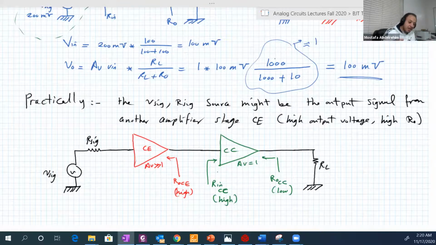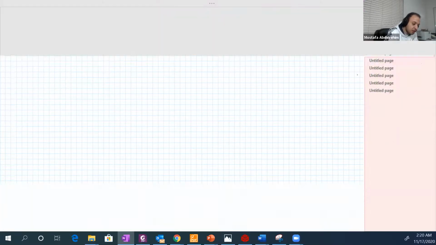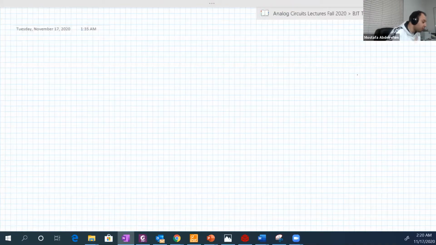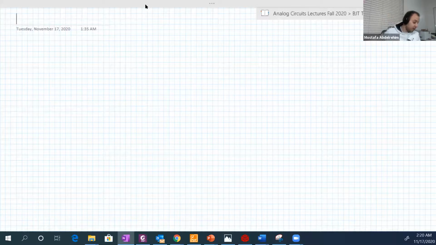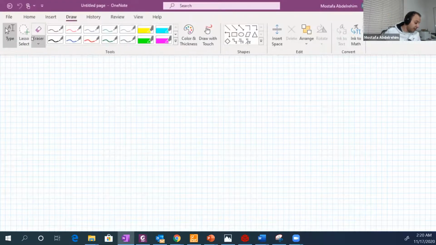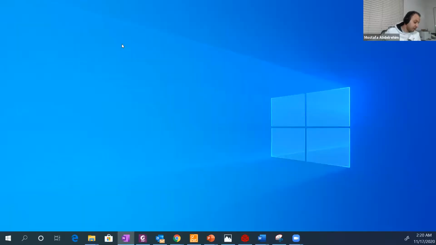Good. So let's now take a numerical example just to imagine what we have. It's actually an example, a problem in the book. So let's get it. Here, copy and paste, insert screenshot.